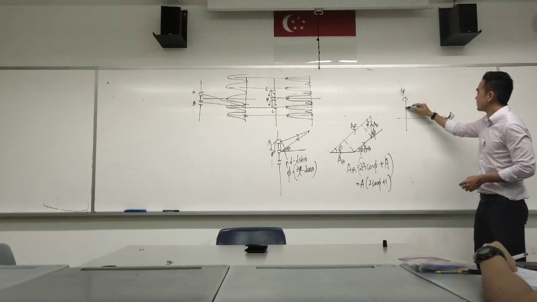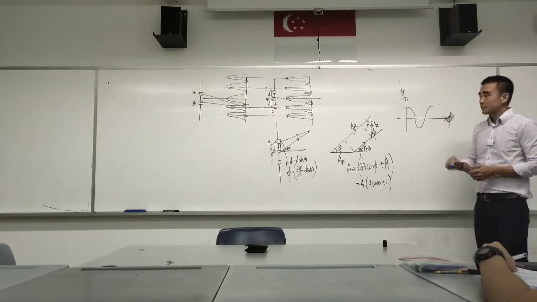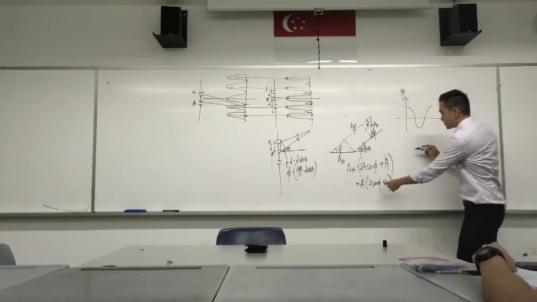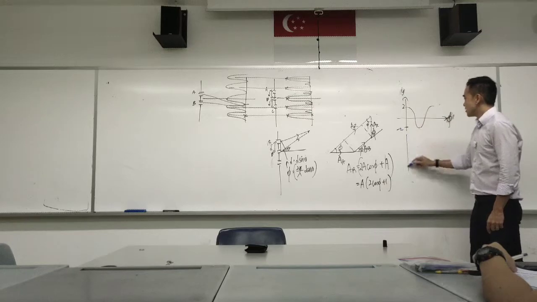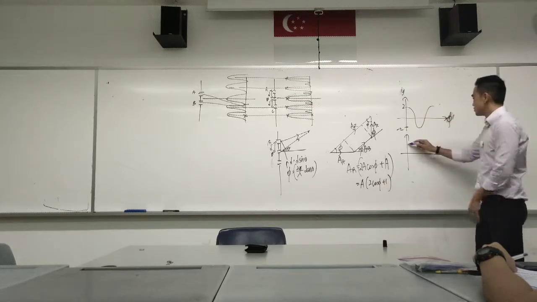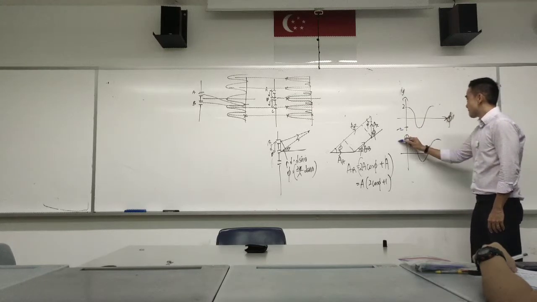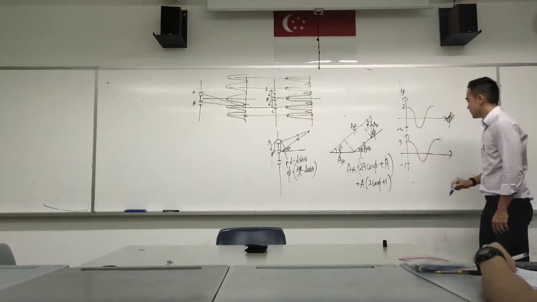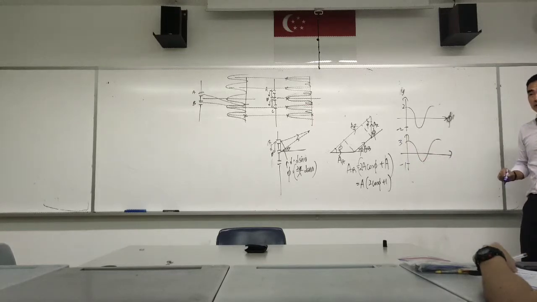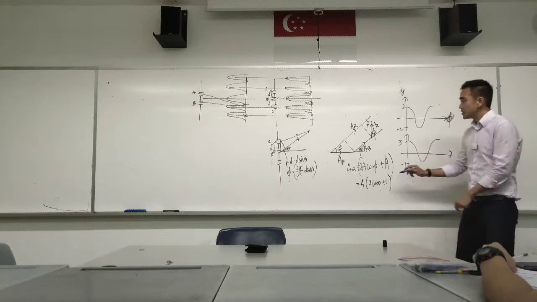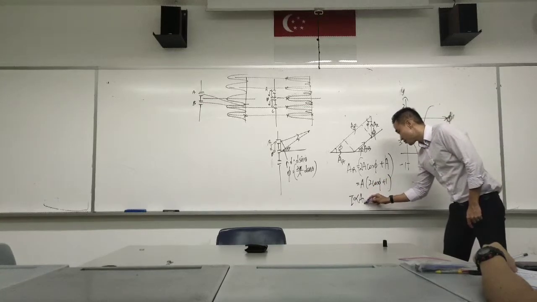Let's call it Y. So it's going to go like this, yeah? If it is 2 cos phi, it will be 2 minus 2. Now, if I were to take this plus 1, it's going to look like this: 3 and minus 1. Make sense? Now, if I were to square this, because intensity is proportional to amplitude squared.